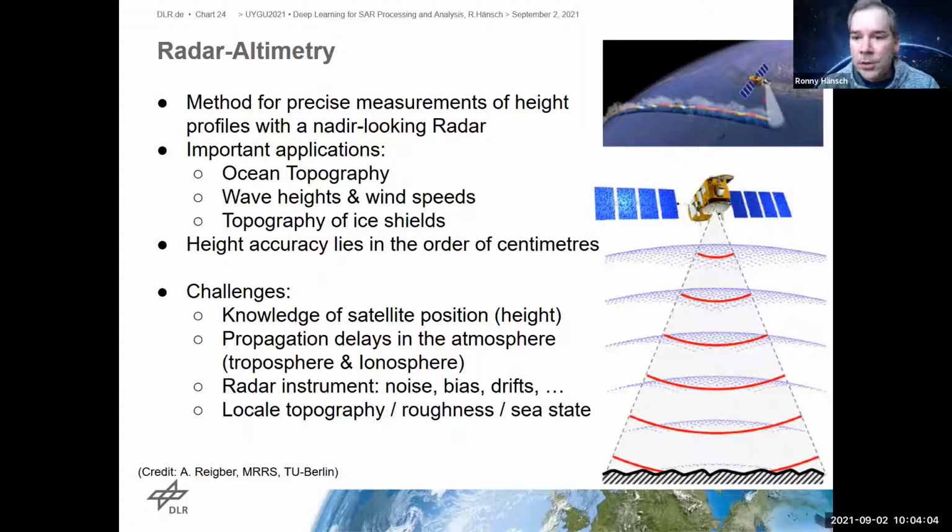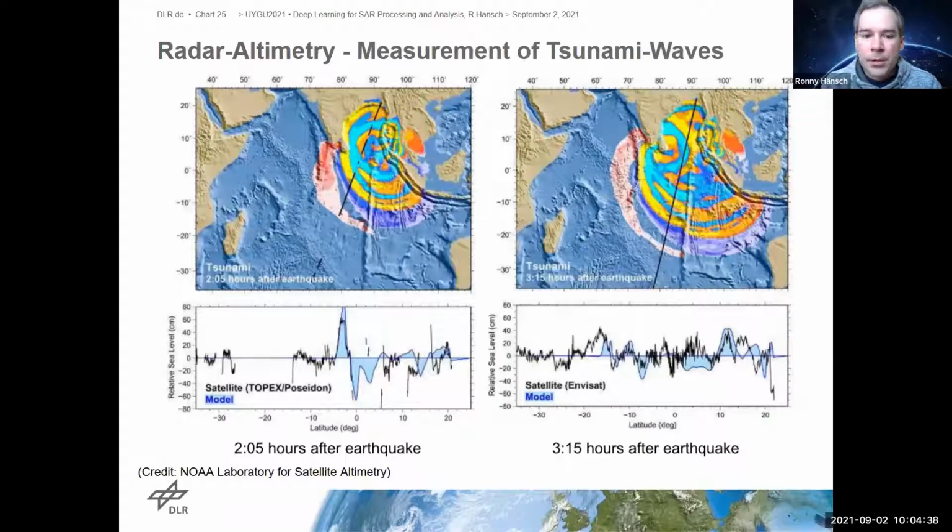So you can do this over oceans, right, to measure the height of waves, for example. Also, by using a little bit more complicated techniques, you can measure the speed of wind and things like this. Of course, you need to know the satellite position very, very well, right? Because otherwise you can't infer the height. You need to take the atmosphere a little bit into account as well. And of course, you have noise and drifts in the sensor, whether the sensor is in the sunlight, then it's heating up and stuff like this. But if you solve those challenges, you can have very accurate height measurements.